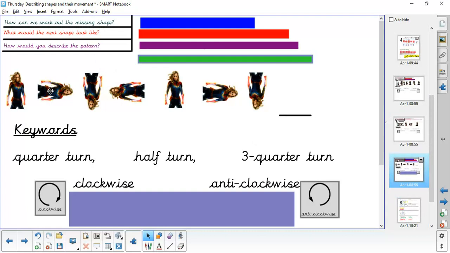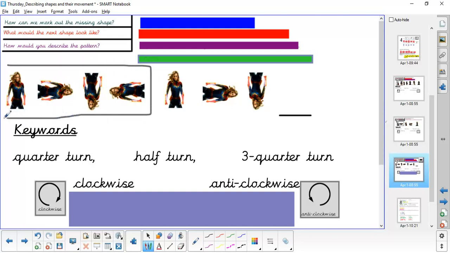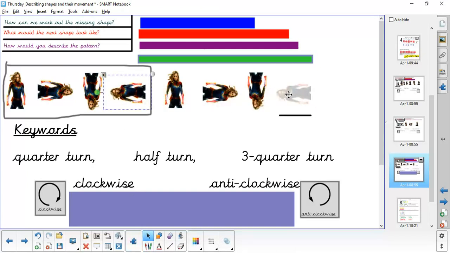Now, this one looks quite complex, but actually, if we just find and follow the pattern, it will become quite easy to understand. So we have Captain Marvel up, right, down, left, up, right, down. So the repeating pattern of these 4 shapes here. Now we've got up, we've got right, we've got down, so it must be Captain Marvel left.